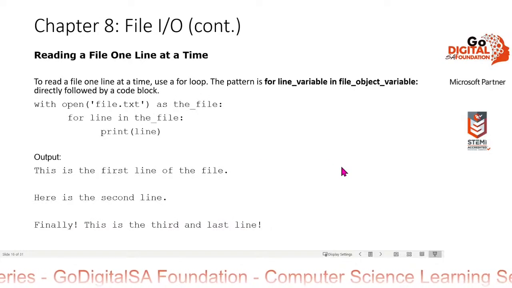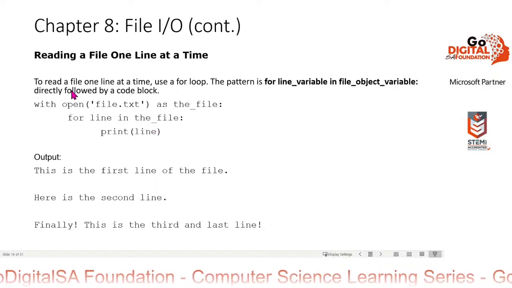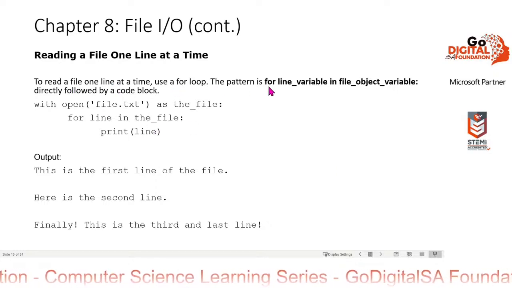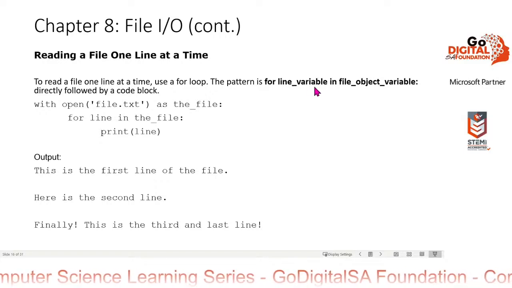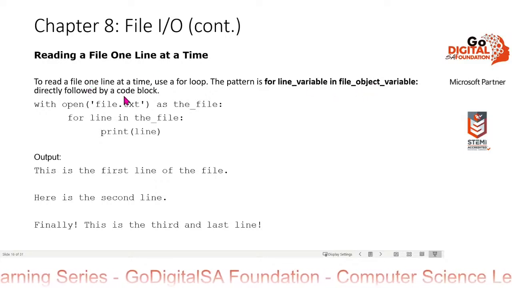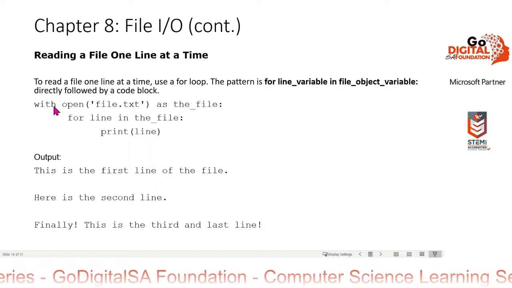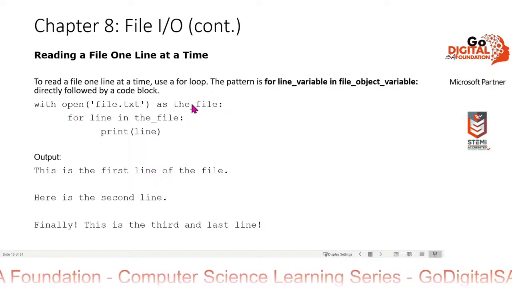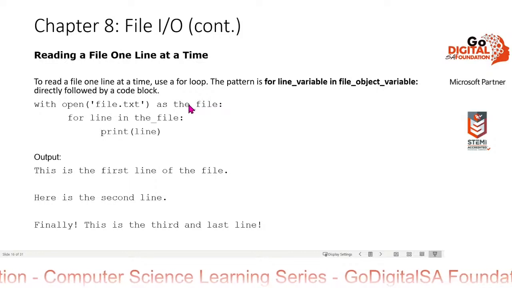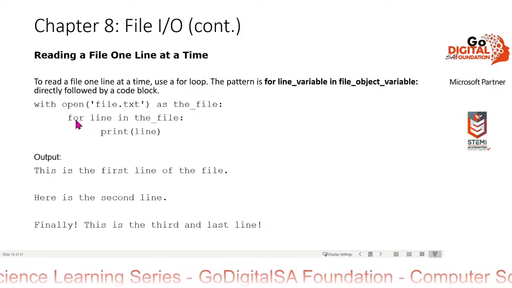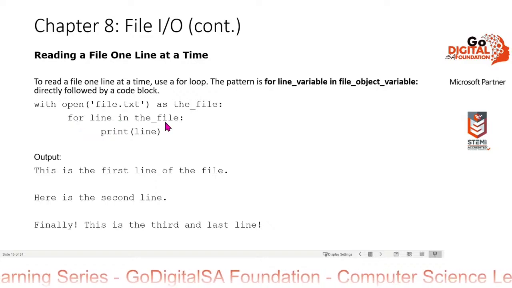Reading a file one line at a time. To read a file one line at a time, use a for loop. The pattern is for line variable in file object variable, directly followed by a code block. So here we've got with open file as file. So this is now our stream object. Then we've got a for block inside the with block, for line in the file.